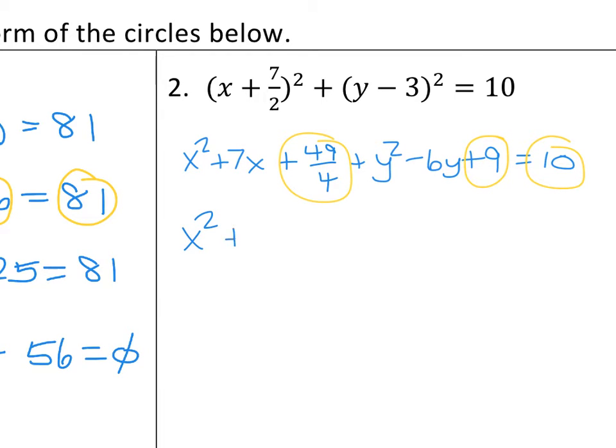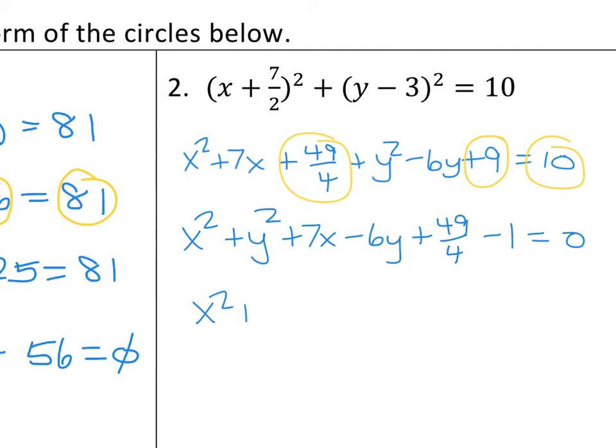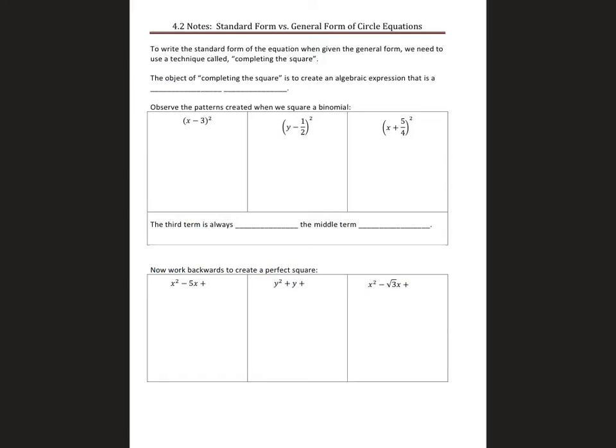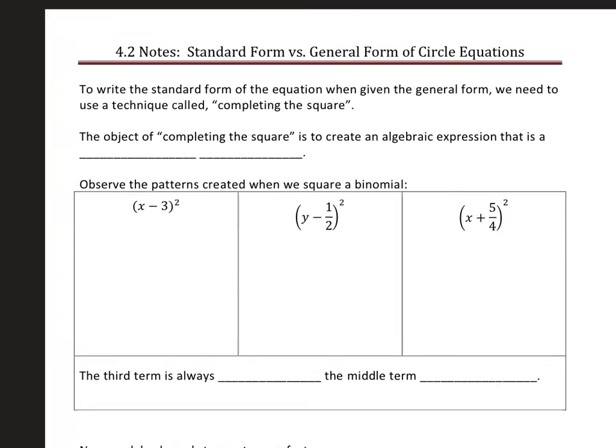Just rearrange the furniture here. x squared plus y squared plus 7x minus 6y. We've got 49 fourths. If I subtract this 10, I'm going to have a negative 1 here. And I'll just combine those like terms. So I've got 49 fourths minus 4 fourths is 45 fourths equals 0. And that's it. So going from the standard form to the general form is pretty simple to do.